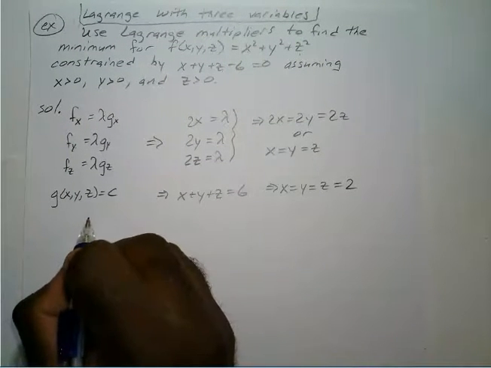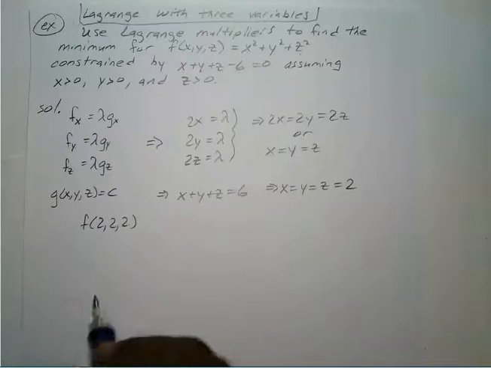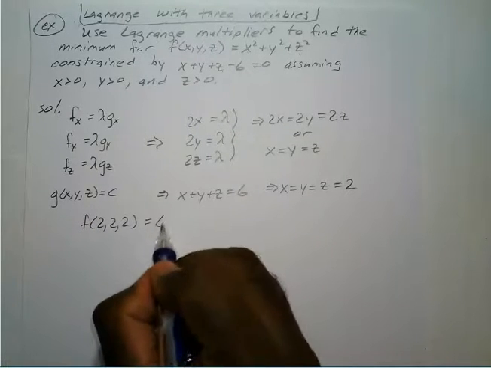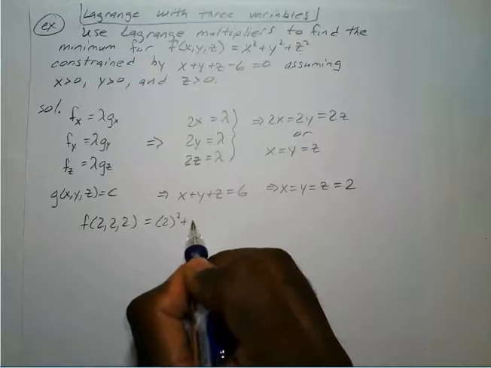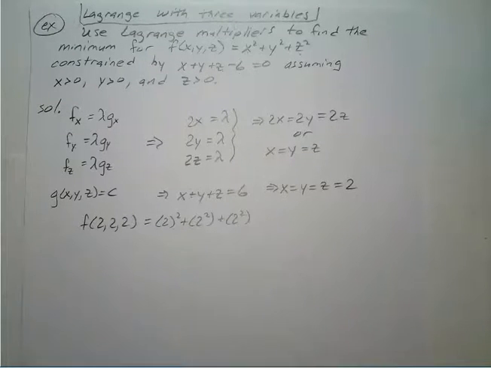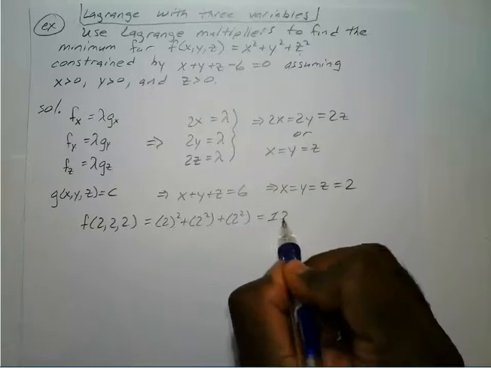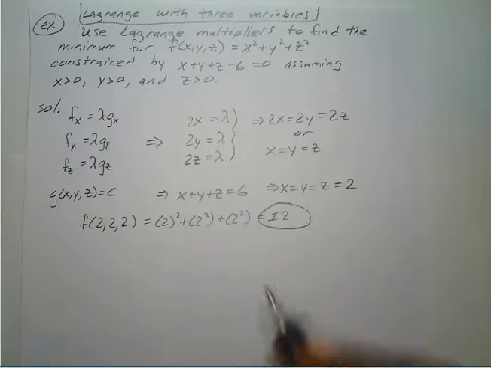Okay, so if we plug that in, we have f of 2, 2, 2. That's equal to 2 squared plus 2 squared plus 2 squared. 4, 4, 4 is just 12. Okay, which is your minimum.